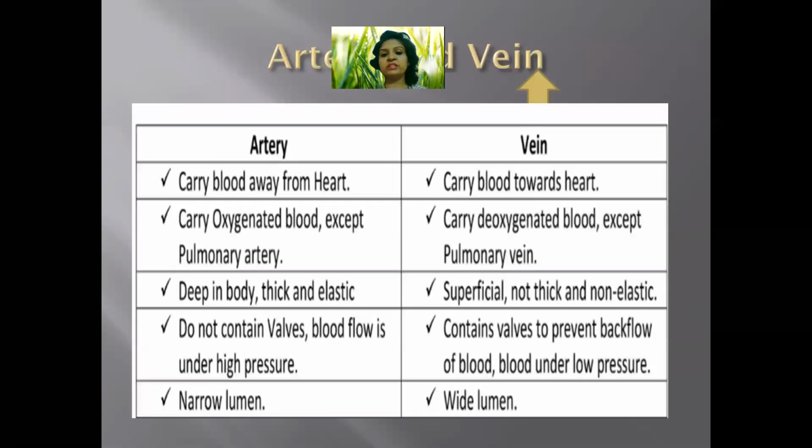Moving to the arteries and veins, as I already discussed, arteries carry the blood away from the heart. The veins carry the blood towards the heart. They carry the oxygenated blood, except the pulmonary artery. We'll see the location of it. They are deep in the body, while veins, if you see your arms, you can see the green color vessels, the green color lines on your hand. These are nothing but the veins. They are carrying the deoxygenated blood back to your heart.